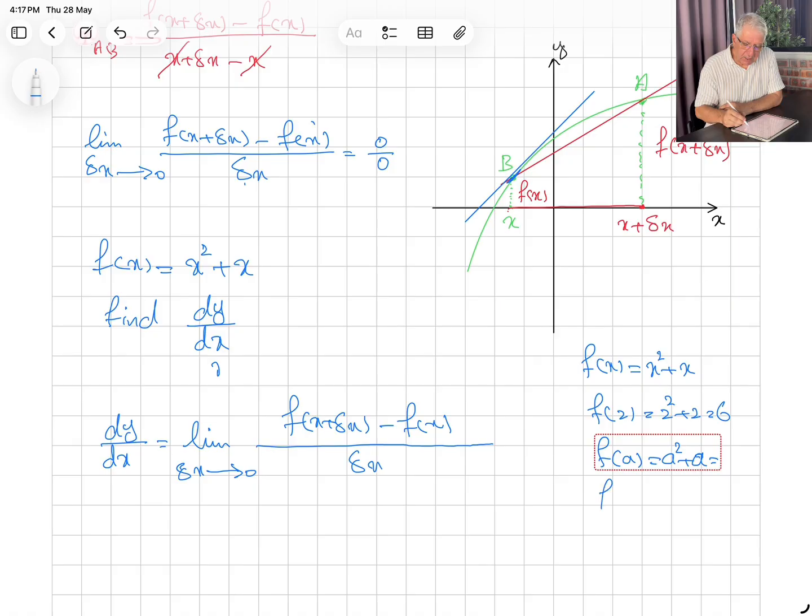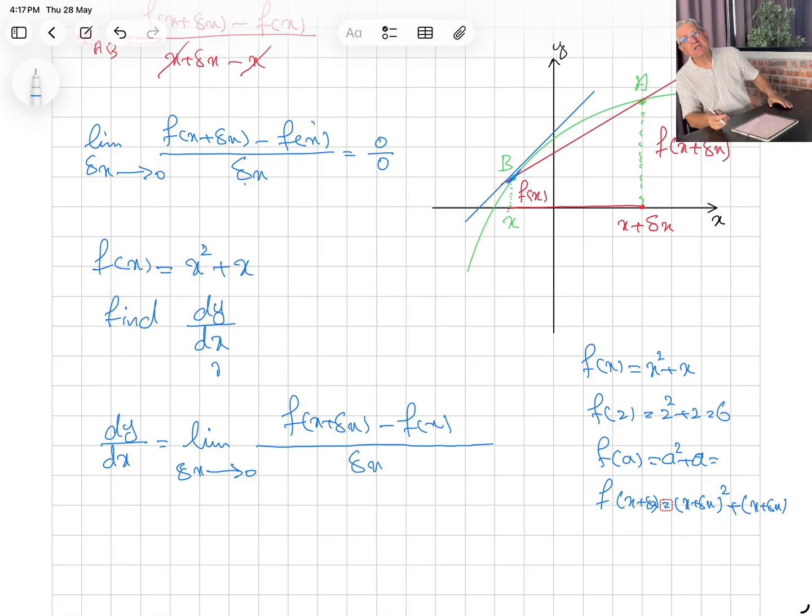Now suppose I'm saying f of x plus delta x, means wherever you are having x, you put x plus delta x. That means x plus delta x, whatever here, you have to square it, and plus itself, that means x plus delta x. That's the meaning of f of x plus delta x. That means substitute for x, x plus delta x.